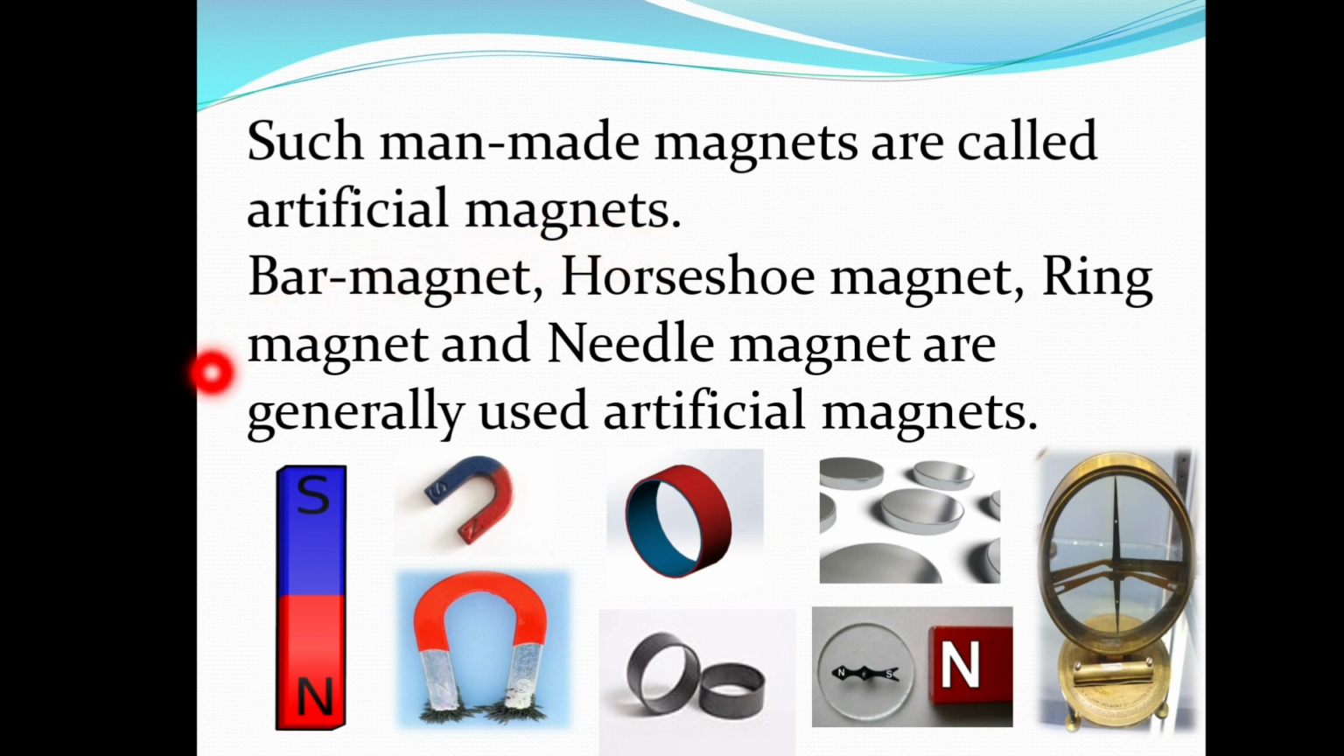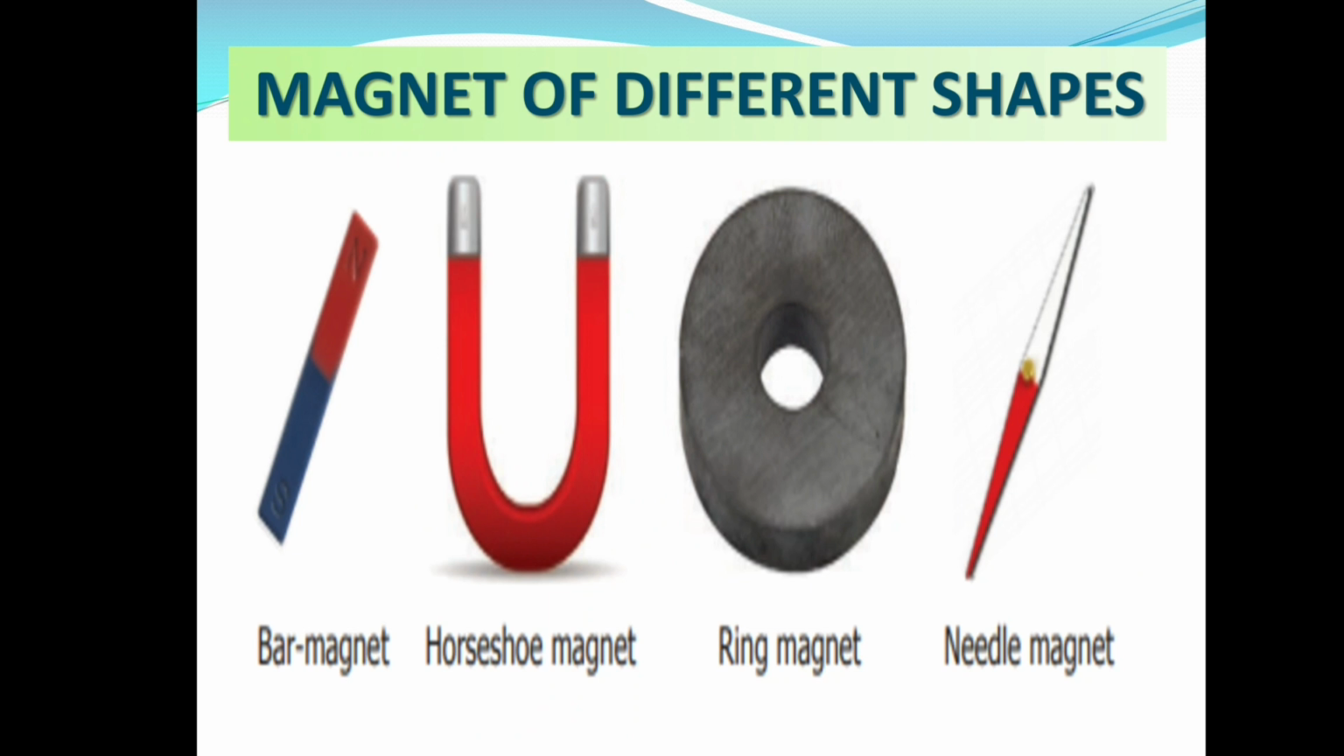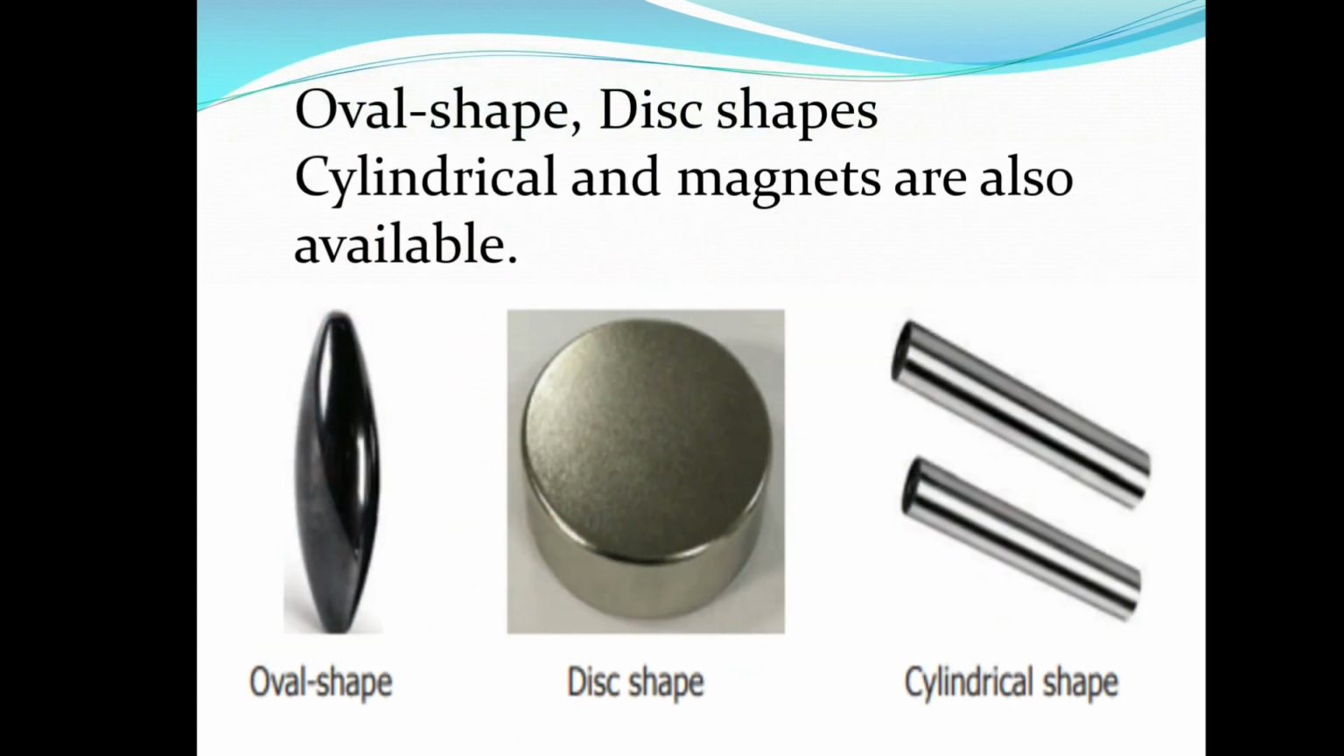Here we have different kinds of magnets. This is a bar magnet, this is a horseshoe magnet, here we have the ring magnets, and we have a needle magnet. These are generally used as artificial magnets. We also have oval shapes, disc shapes, cylindrical, and magnets are available in many different shapes.